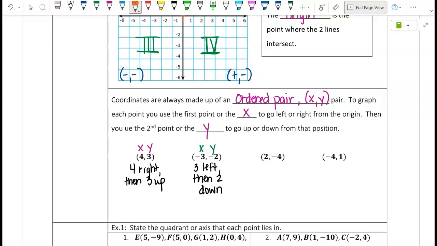The ordered pair 2, negative 4. Again, 2 is represented by the x, and y is represented by the negative 4. So this 2 is positive, so that's going to be 2 right. Then 4 down. 4 is negative, so it has to go down.